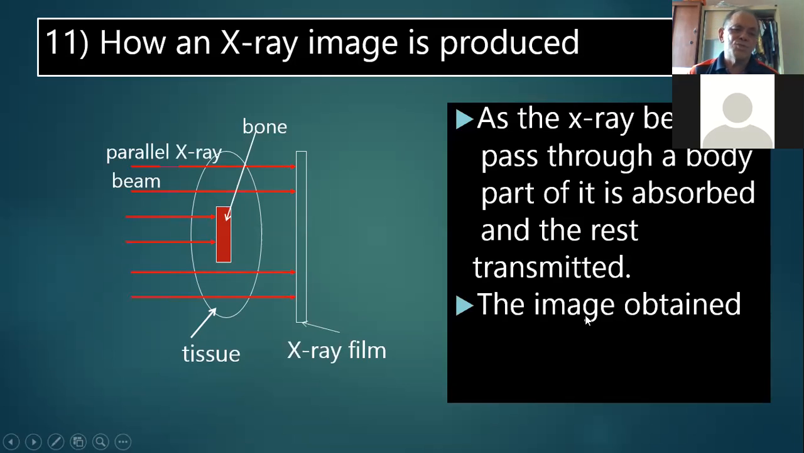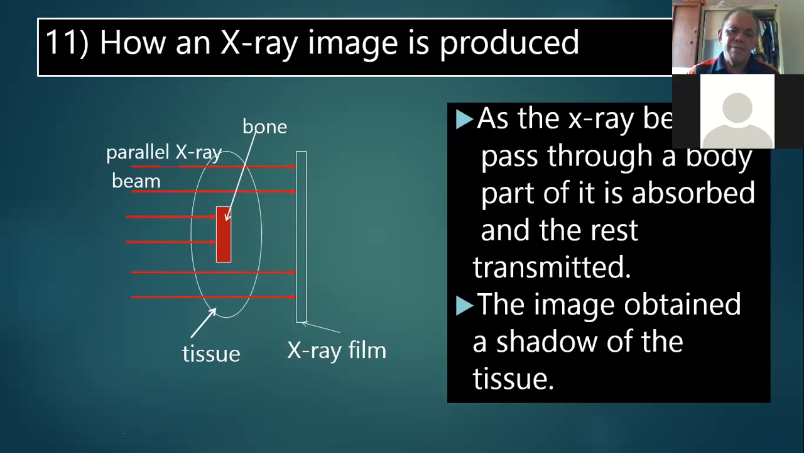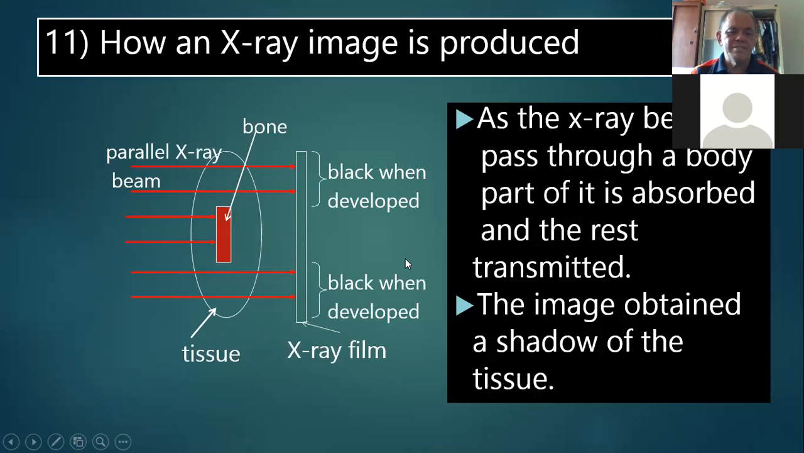So it passes through tissue. The X-ray passes through tissue, but the bone will absorb it, it won't pass through. So the image that we obtain on the film, the X-ray film, is a shadow of the tissue. The part where the X-ray doesn't pass through will be white, and the part where the X-ray passes through will be dark. Black when developed is the part where the X-ray passes through. When the X-ray cannot pass through, we see white.